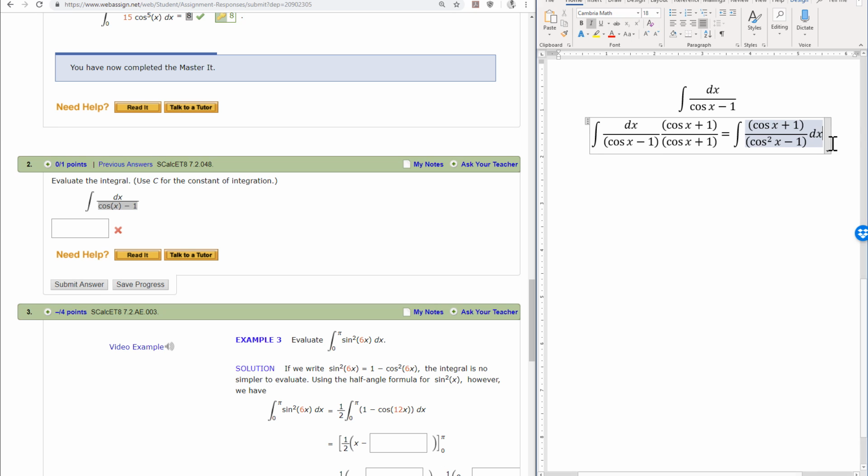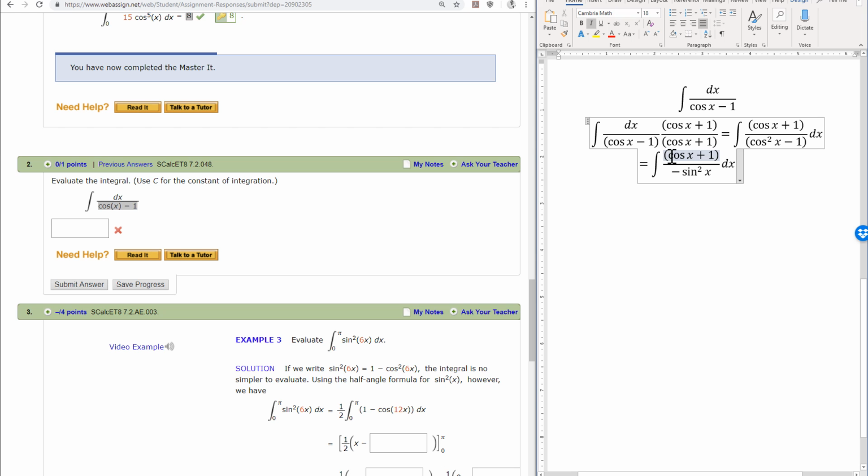And then that's it. So the denominator will essentially become sine squared. Actually, cosine squared plus sine squared is equal to 1. So if we do some fiddling around, this is going to be a negative sine squared x.